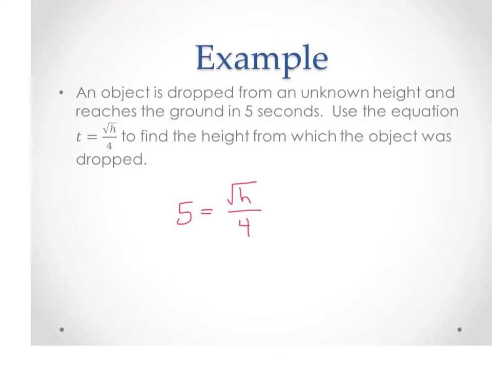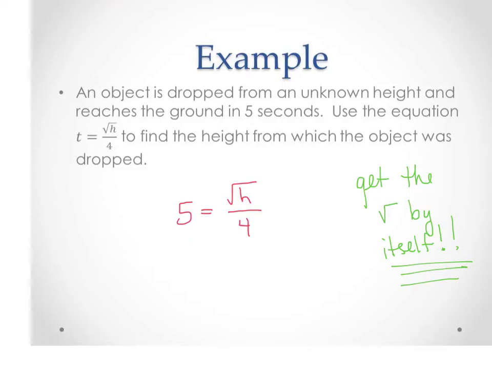So the biggest thing to remember on all of these examples is to get the radical by itself. To do that, we need to get rid of the 4. To get rid of a 4, it's divided by 4, we're going to times by 4. 4 on top, 4 on bottom cancels. We get 20 equals the square root of h.